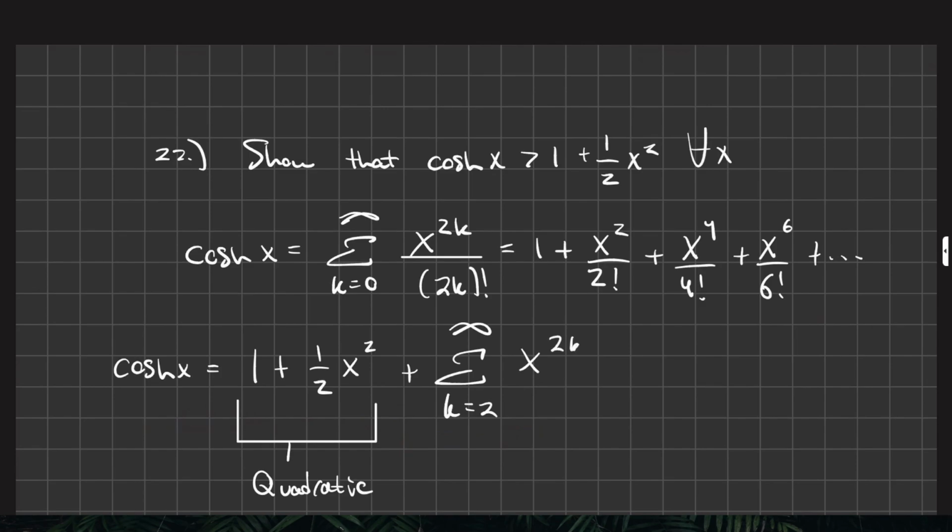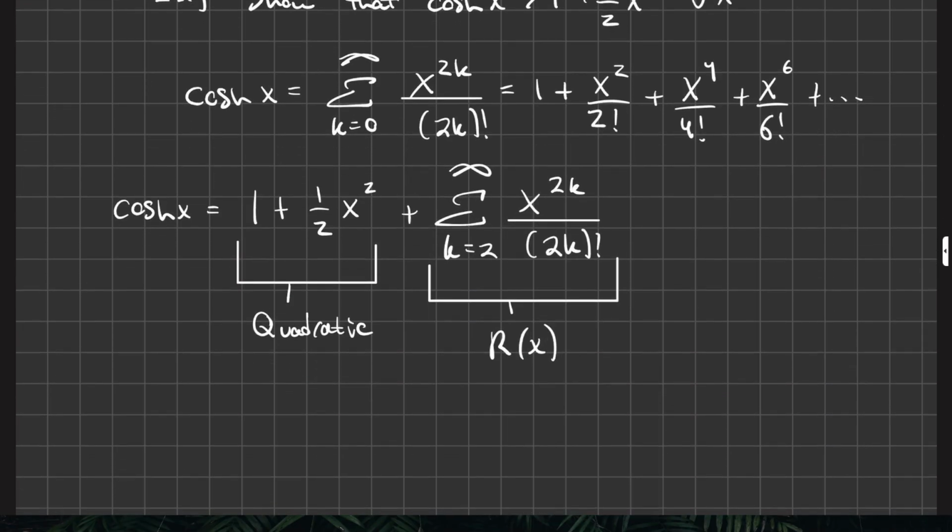x to the 2k over 2k factorial. And this would be called the remainder, r of x. So the argument that we can make is that every term in the remainder is non-negative, at least for all real numbers x, and even powers. And at least one of these terms is positive whenever x does not equal 0.